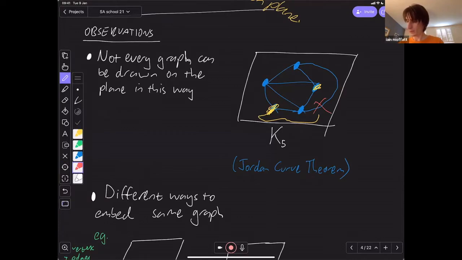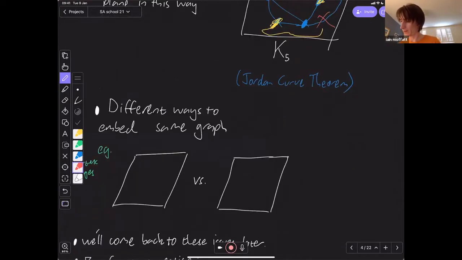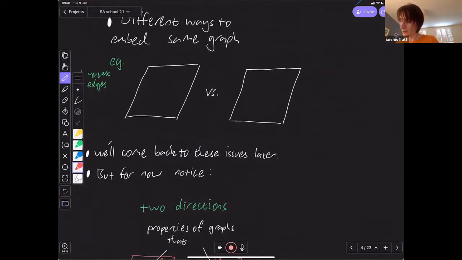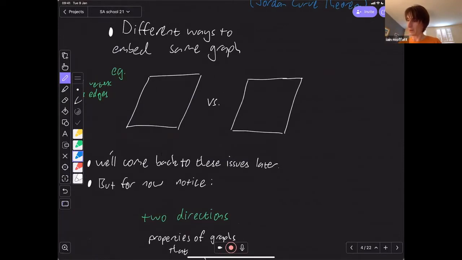Okay, so one observation is we can't draw everything in the plane that way. Another thing is that even if we take a graph, let's take a really nice, simple example of a graph. Let's just take one vertex, and how about I take 3 loops like that? This is about the smallest example I can think of that will work.